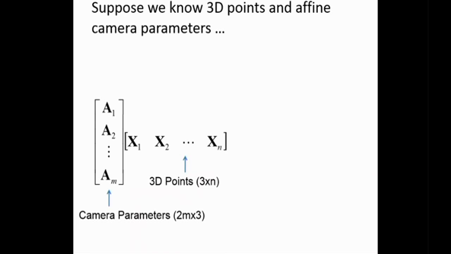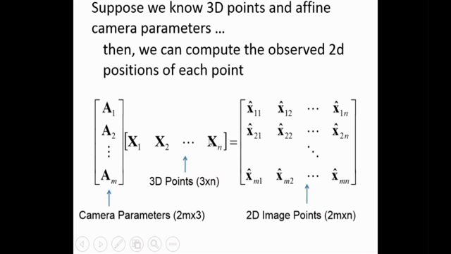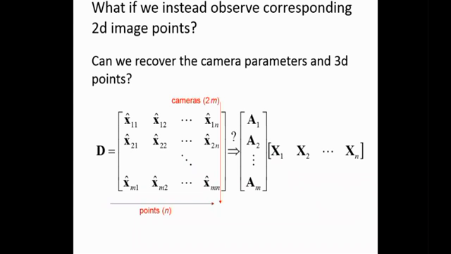So let's say I knew the 3D points and I knew the affine parameters, so if I knew A and I knew X, where A is a 2m by 3 matrix, since I have m cameras and n points, and X is 3 by n, then I could easily compute the 2D points, right? If I know the camera poses and I know the 3D points, it's easy to compute the 2D points. But unfortunately, we're trying to go the other way around, right?